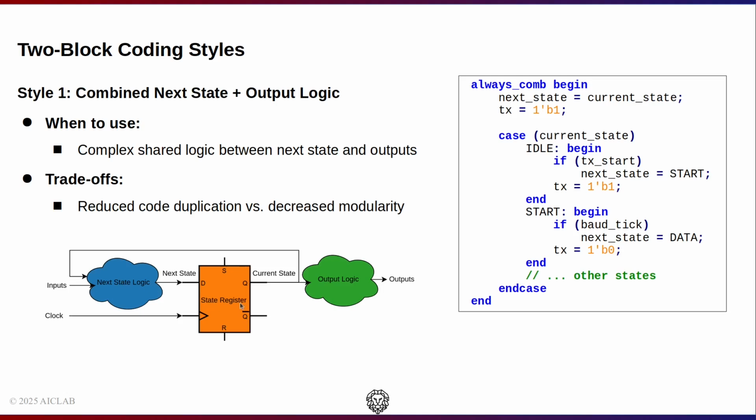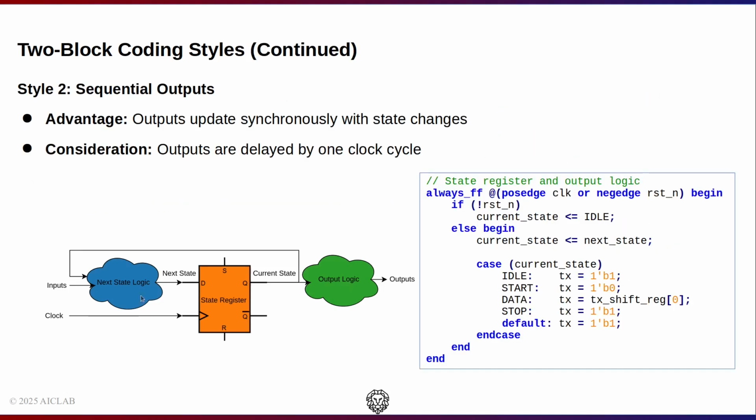The state register is like the previous example. And we combine the output and next state in one combinational block. So we use always_comb in SystemVerilog. In this case, based on the current state and input, the next state is generated and also the output is produced.